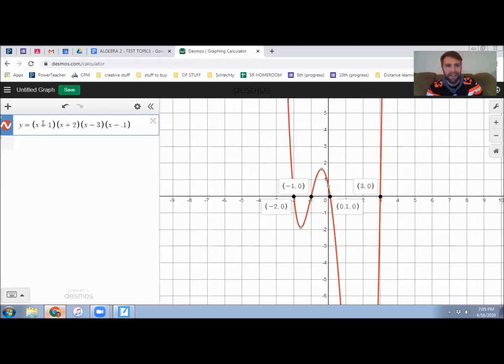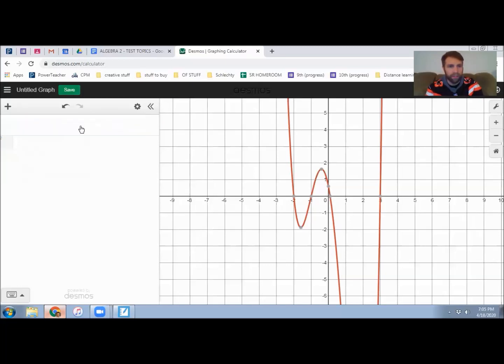X plus 1, how do you get to 0? -1. X plus 2, how do you get to 0? -2, there it is. X minus 3, how do you get to 0? 3, 3 is the 0. And x minus 0.1, there's 0.1 as our last 0. So hopefully that helped us out a little bit with figuring out what a polynomial is, how many roots or zeros or x-intercepts that it has.